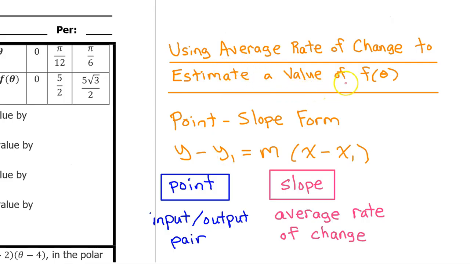Using average rate of change to estimate the value of a function means using a linear equation in point-slope form to estimate the value. We always use point-slope form because all we need is a point and the slope to write the linear equation. The point can be any known input-output pair, and the slope will be the average rate of change on the given interval.